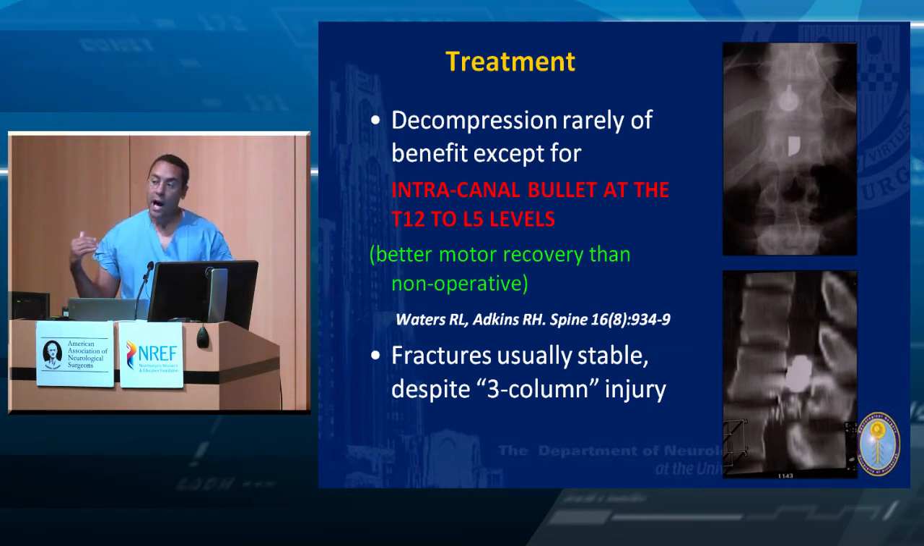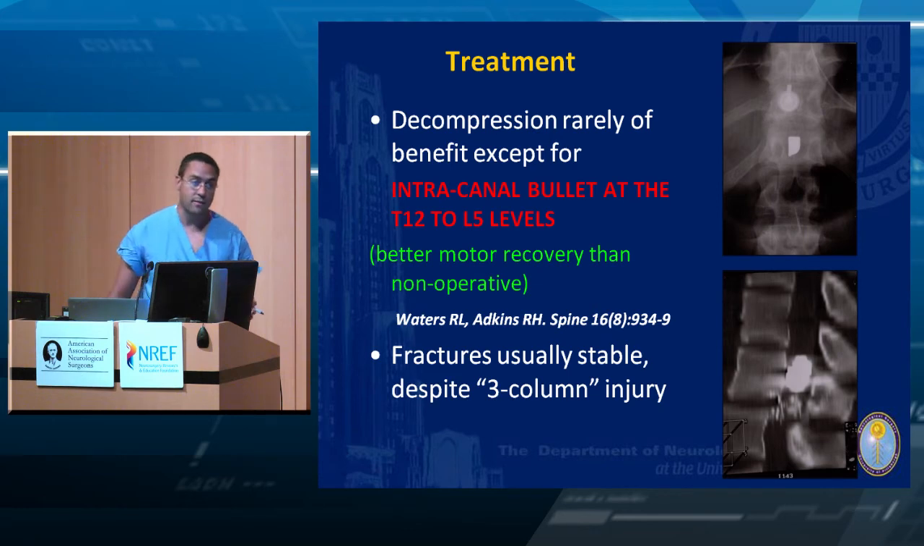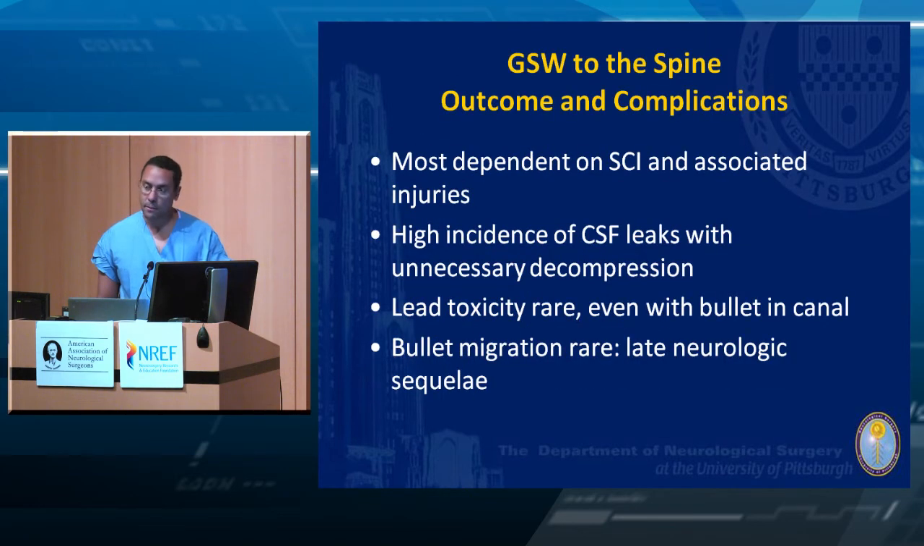So again, operating on gunshot wounds to the spine should be a rare event. They rarely produce instability, and there really isn't much of a role for surgical intervention unless there's a bullet inside the canal between T12 and L5, or you have something else random like a persistent CSF leak, which I can't remember ever having actually seen that. And the outcomes are most dependent on the spinal cord injury itself and the associated injuries.